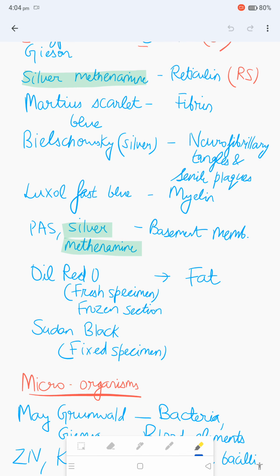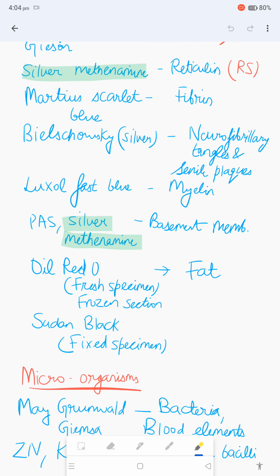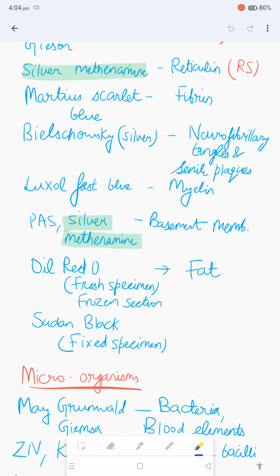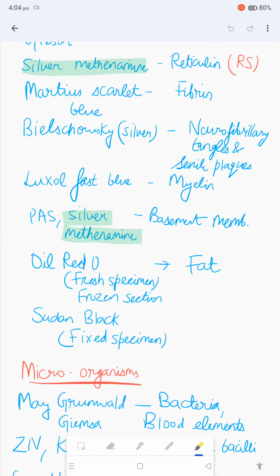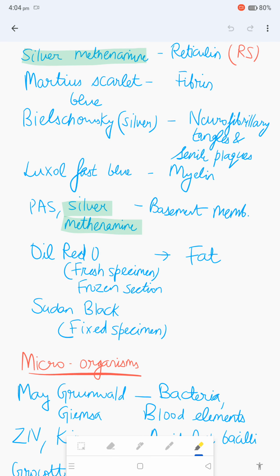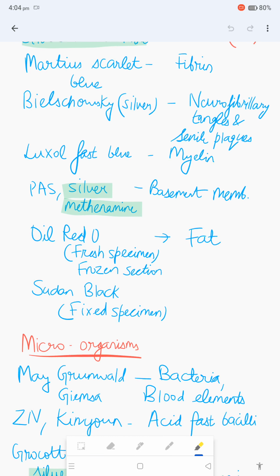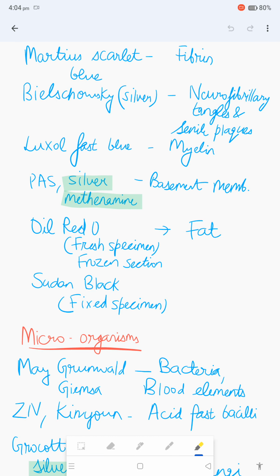And PAS stain and silver methenamine stain are for the basement membrane. Then oil red O stain and Sudan black. Oil red O is used in fresh specimens, like frozen sections, and Sudan black is used in fixed specimens.